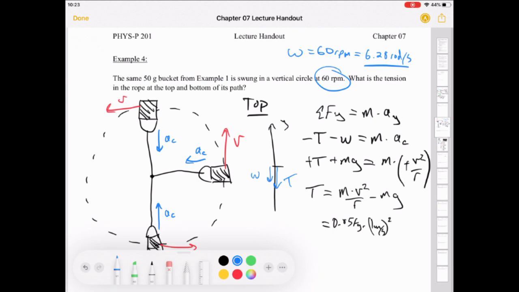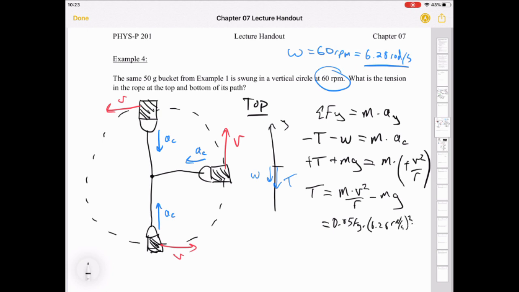And we can write centripetal acceleration as omega squared times r, so that's what I'm going to do here. Omega squared times r. So that's 6.28 radians per second squared times r, which is 1 meter in this case, minus 0.05 kilograms times 9.8. And what I get for this tension when you do that is about 1.5 newtons. Okay, that's the top. What about the bottom?